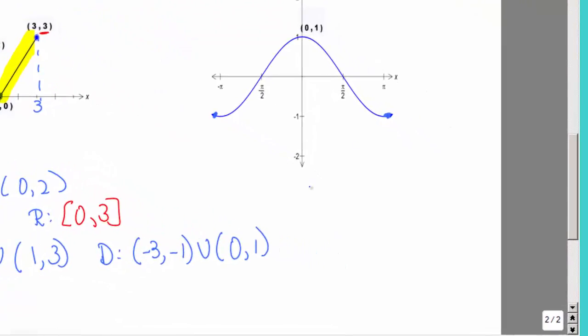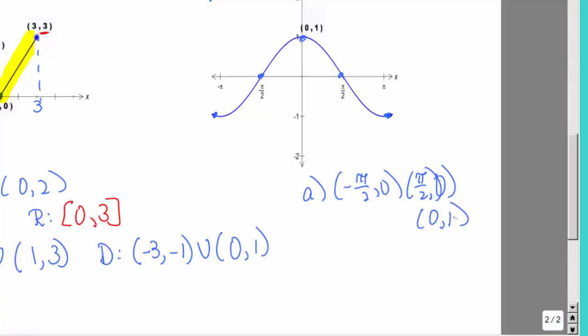All right, let's look at the second graph here. We want to find the intercepts. 1, 2, 3. So we have two x-intercepts. That should be negative pi over 2, 0, positive pi over 2, 0, and 0, 1. Of course, this looks like my cosine graph. Part B, what is the domain? Well, this particular part goes from negative pi to positive pi.